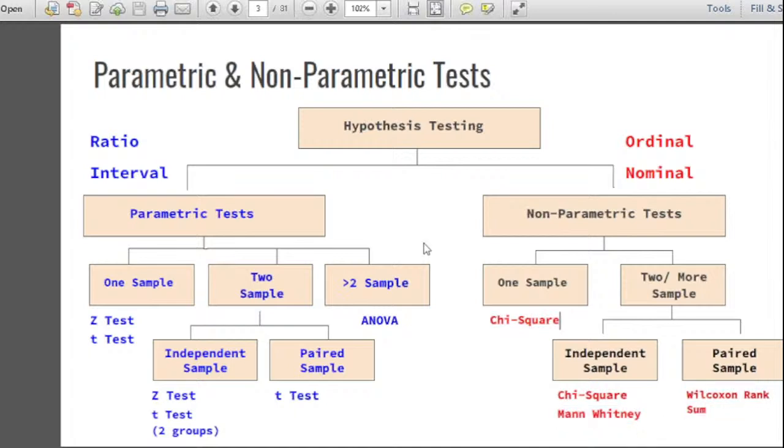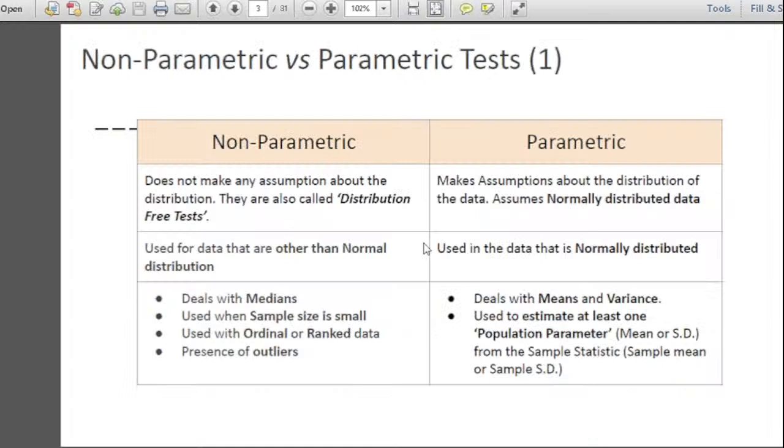Okay. So let's discuss what parametric tests are. A parametric test makes an assumption about the distribution of the data. They assume normally distributed data, right? A non-parametric test does not make any assumption about the distribution of the data. Hence, they are also sometimes called distribution-free tests. Is this clear? First point. They are called distribution-free tests because they do not make any assumptions on the normality of the data.